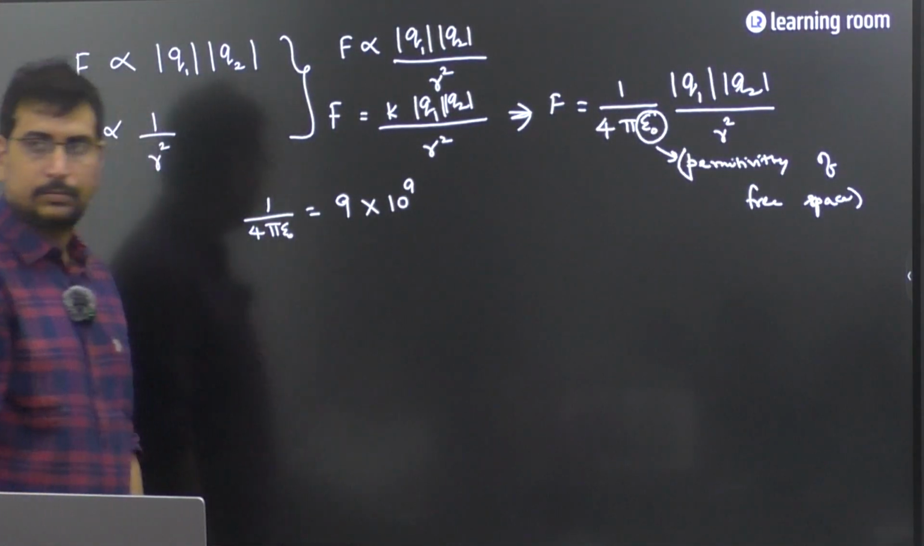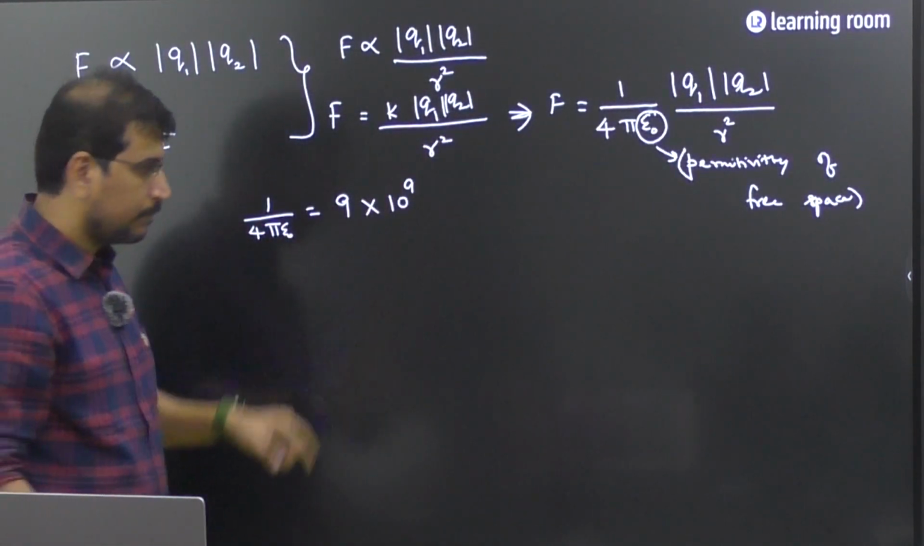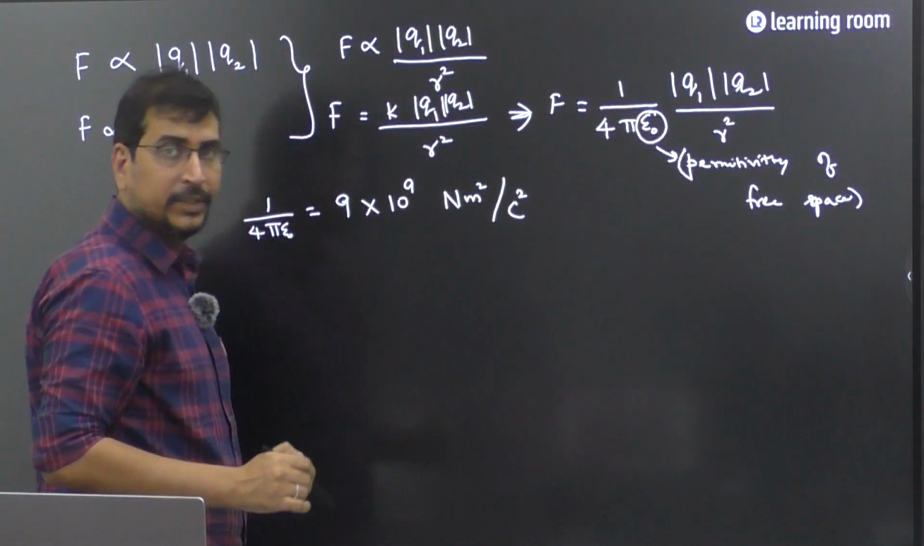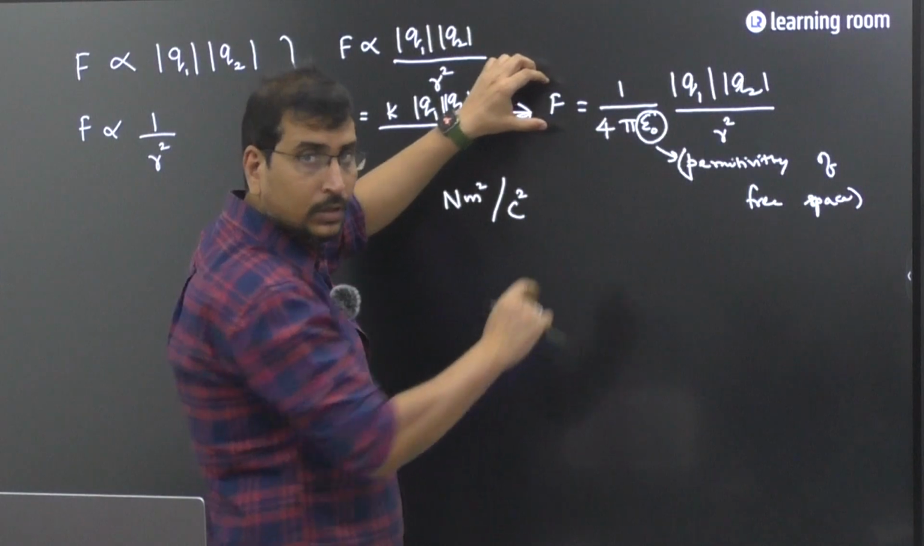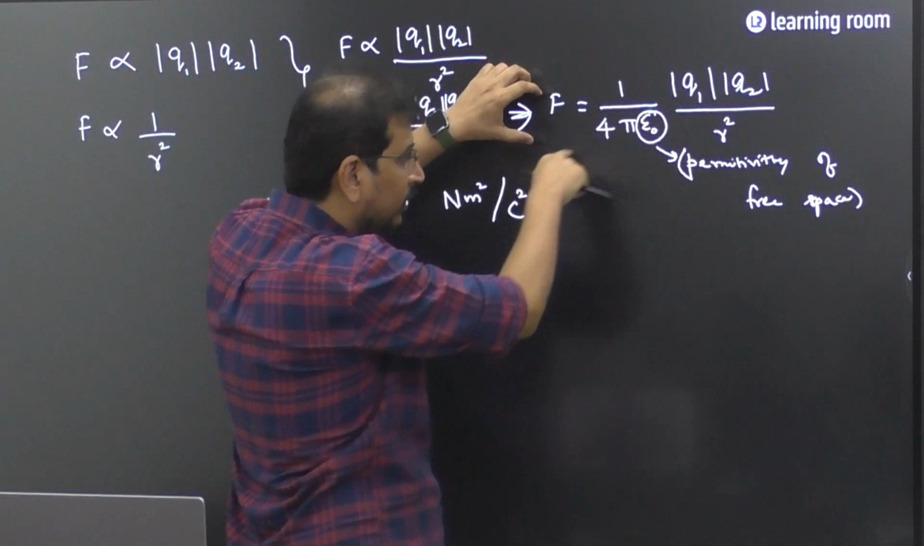I want the units. How did you get it? Just rearrange it. So it's going to be Newton meter square per coulomb square. I hope everybody understood. This is Newton. This is 1 by 4 pi epsilon naught. R square will come this side. So Newton meter square, this will come to the denominator.